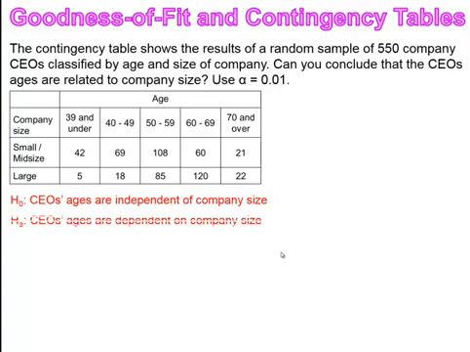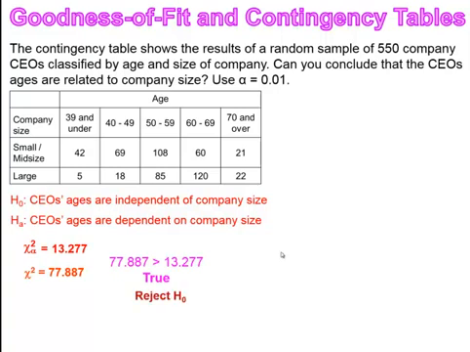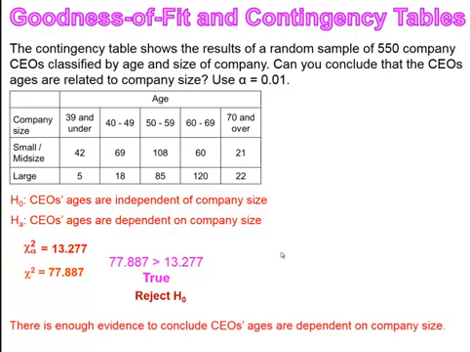So your statement here is: CEO ages are independent of company size, or they are dependent on company size. We got a critical value of 13.277 and a test statistic of 77.887. When you do the comparison, it is a true statement, and because it's a true statement, we can reject the null. If we reject the null, then we can state that there is enough evidence to conclude that the CEOs' ages are dependent on company size.